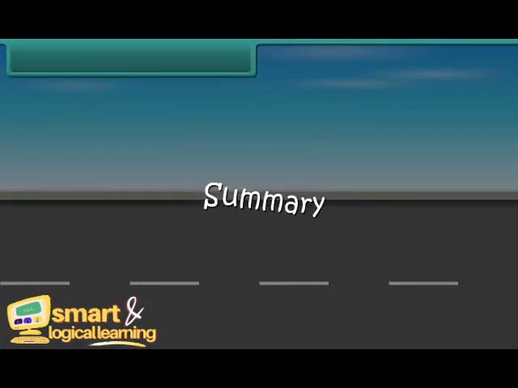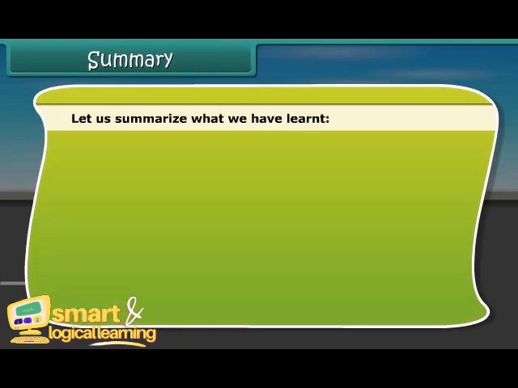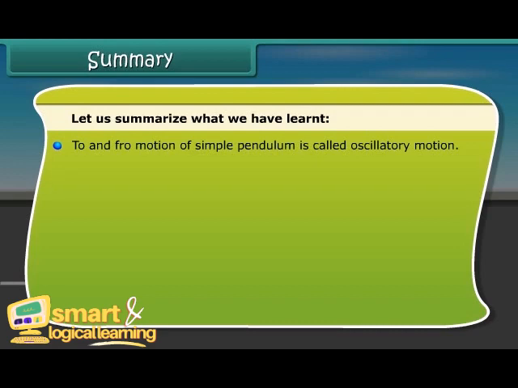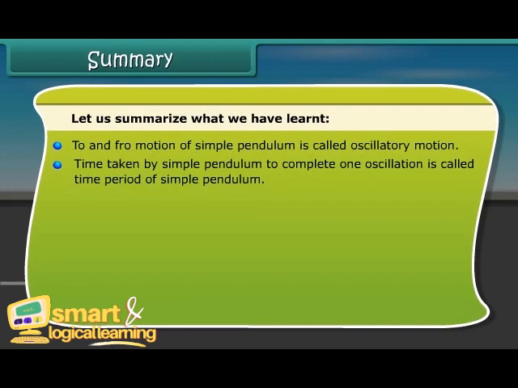Summary. Let us summarize what we have learned. To and fro motion of simple pendulum is called oscillatory motion. Time taken by simple pendulum to complete one oscillation is called time period of simple pendulum.